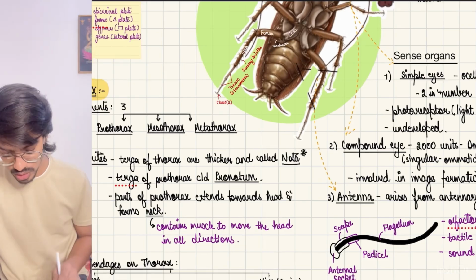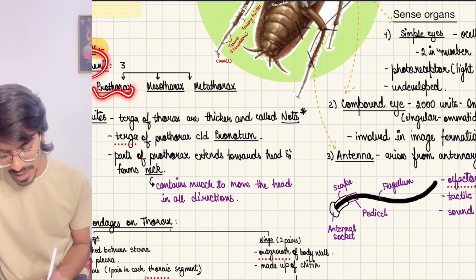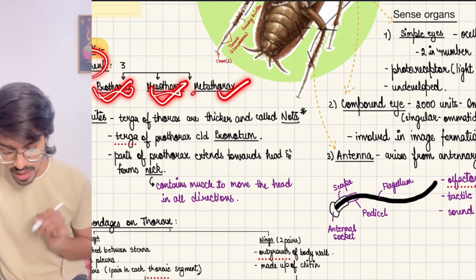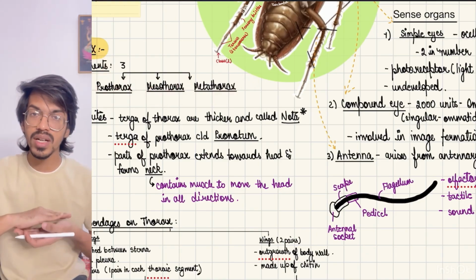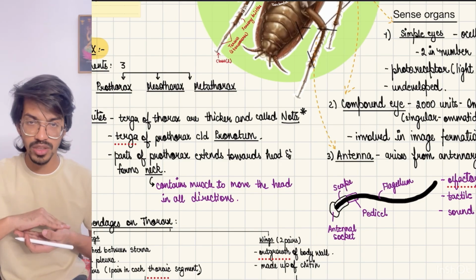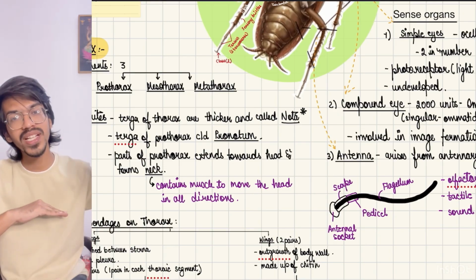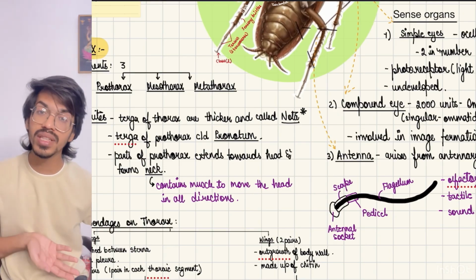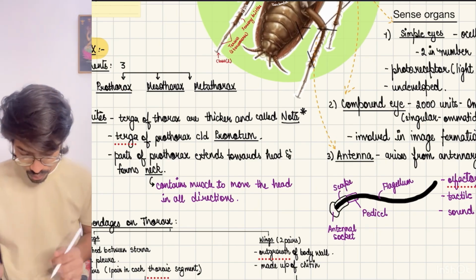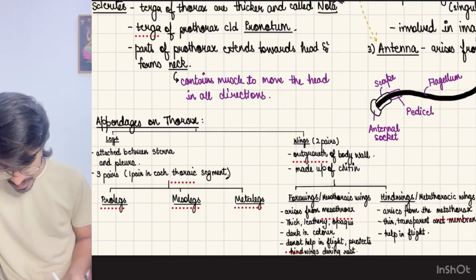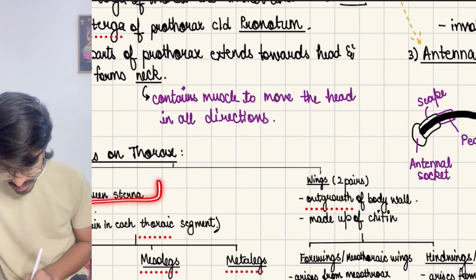Then comes the thorax. Thorax is segmented, has 3 segments: prothorax, mesothorax, metathorax. If you see the appendages present on the thorax, the thorax has wings on the dorsal side, legs on the ventral side. So the wings are on the dorsal, and this is on the ventral. So the legs, if we see, are attached to the sterna.